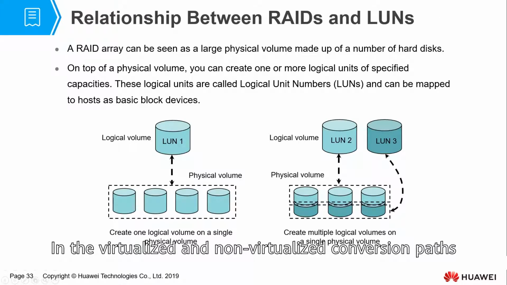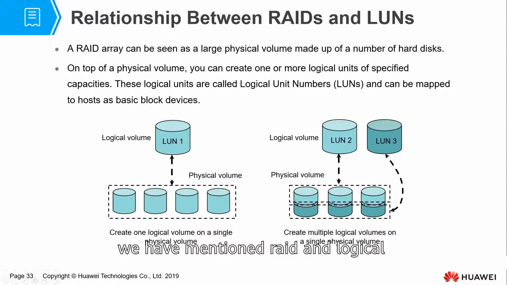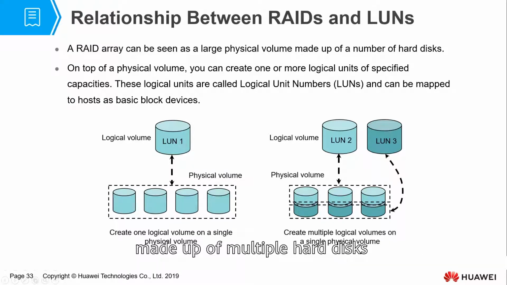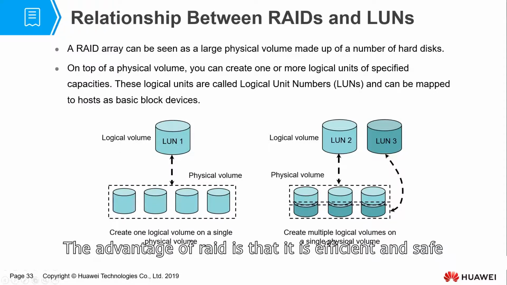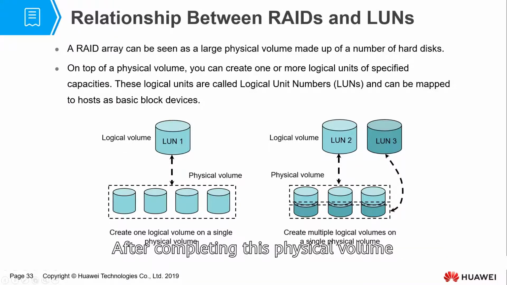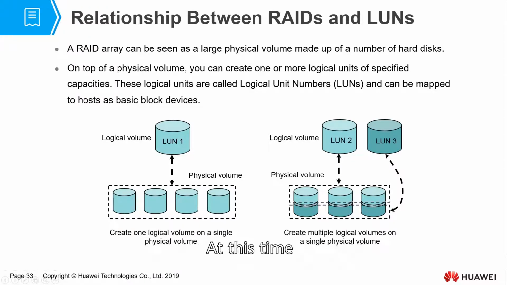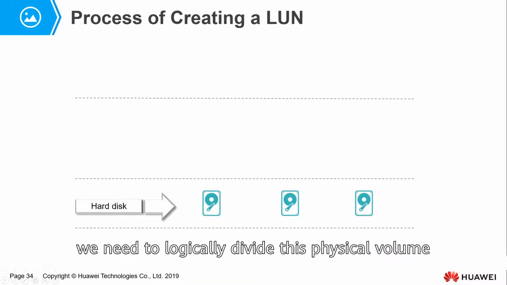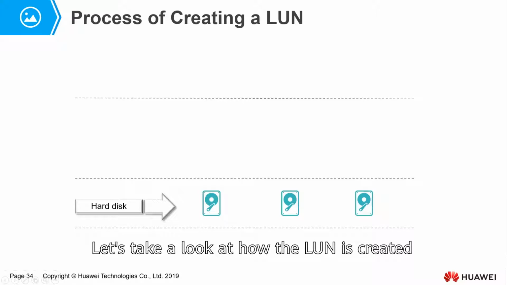In the virtualized and non-virtualized conversion paths, we have mentioned RAID and logical partitioning many times. A RAID is actually a very large physical volume made up of multiple hard disks. The advantage of RAID is that it's efficient and safe. After completing this physical volume, we have no way to directly map it to the host. At this time, we need to logically divide this physical volume. Let's take a look at how the LUN is created.